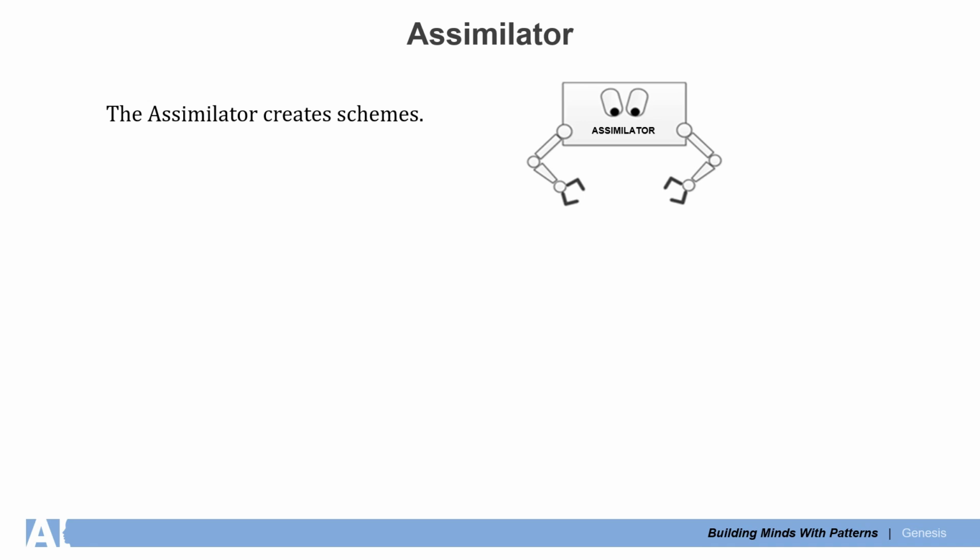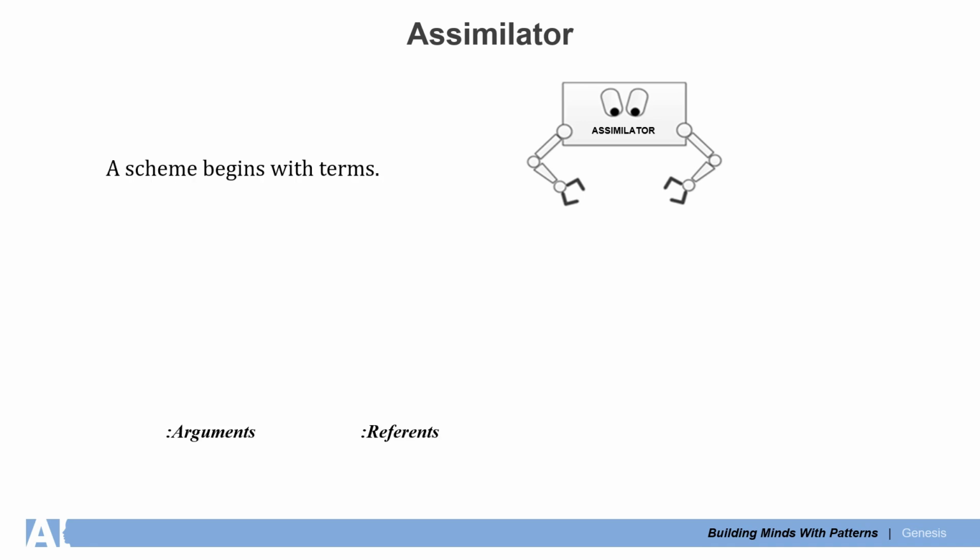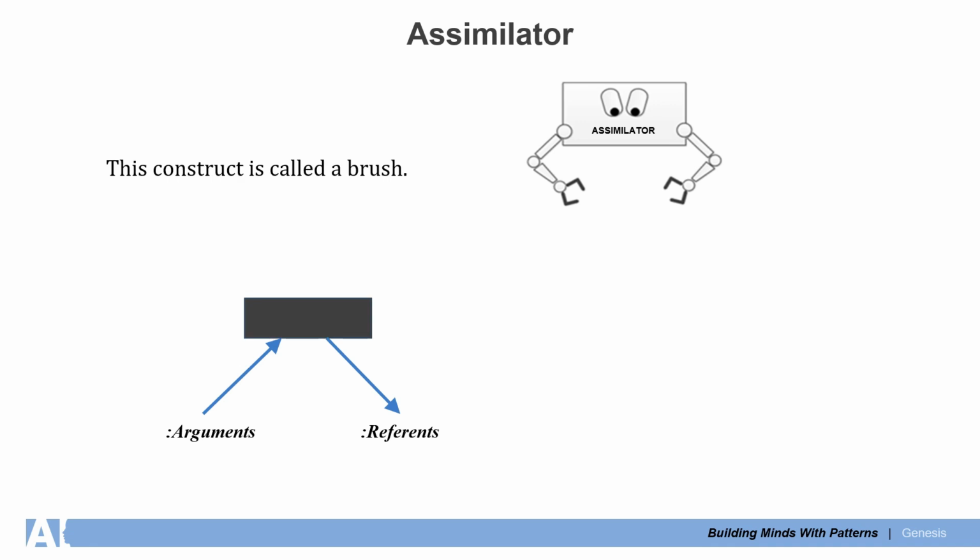The assimilator creates schemes. A scheme is a neural proposition. It is like a neuron in the brain. A scheme begins with terms, which are like the dendrites of the neuron. Afferent terms are called arguments, and they are inputs to the scheme. Efferent terms are called referents, and they are outputs of the scheme. This construct is called a brush. A brush is simply a join between one or more schemes. A scheme differs from a brush in that a scheme has a relation and a reifier.